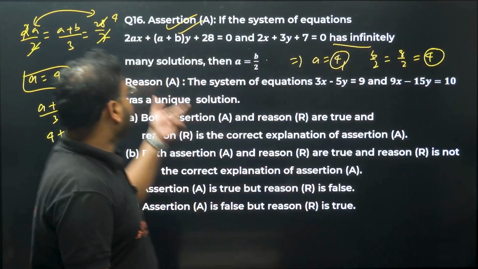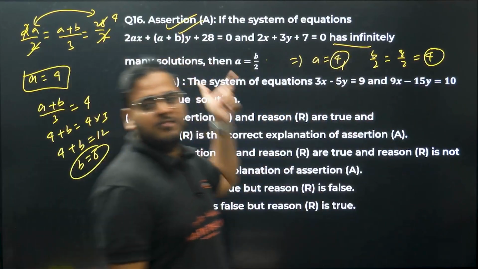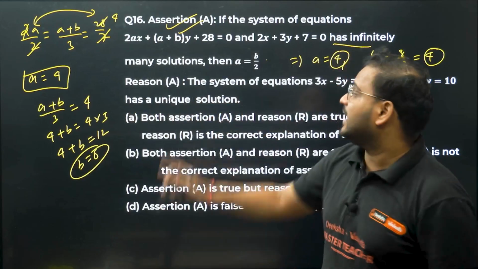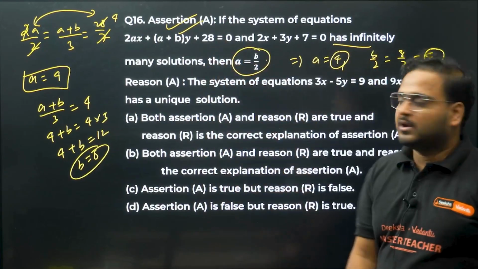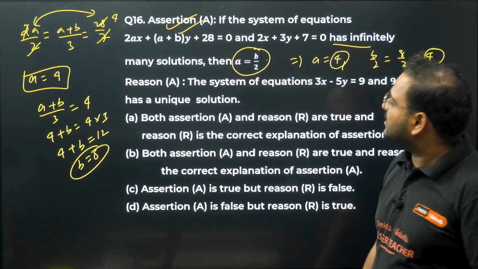What we have taken over here is the condition for infinite solutions. We have taken the condition for infinite solution and we are getting the result as A equal to B by 2. It means the given assertion is true. Let's look for reason now.